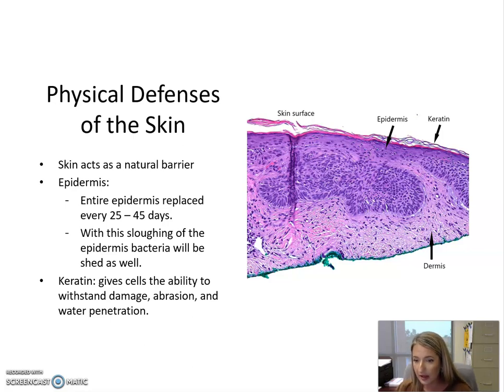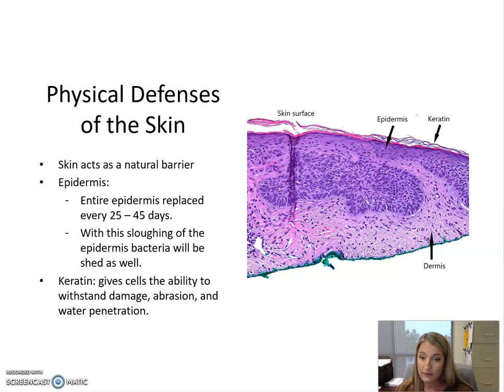This typically will cause the epidermis to be replaced every 25 to 45 days. But that continuous shedding of the epidermal cells does kind of mechanically remove potentially pathogenic microorganisms as well. Because you have to think, if those bad microorganisms are on the skin and you're continuously shedding off those old skin cells, that is going to physically take some of the potentially pathogenic microbes with them.